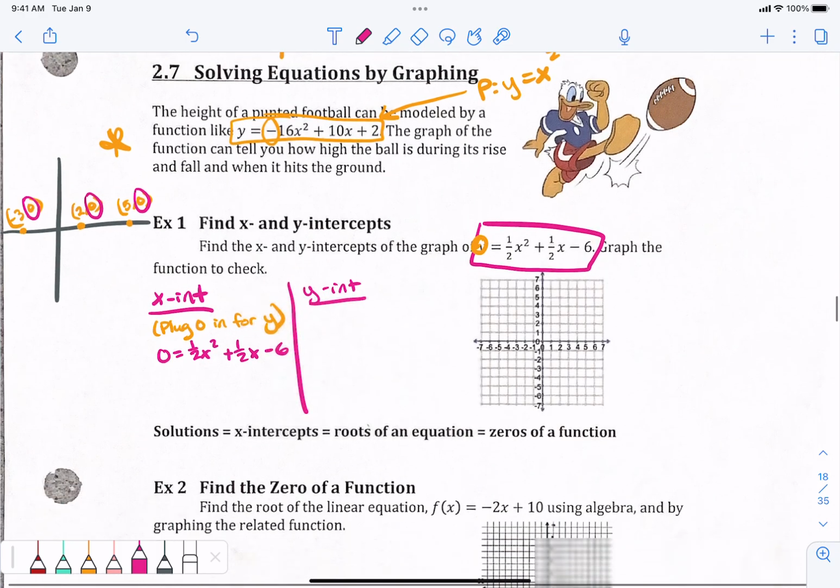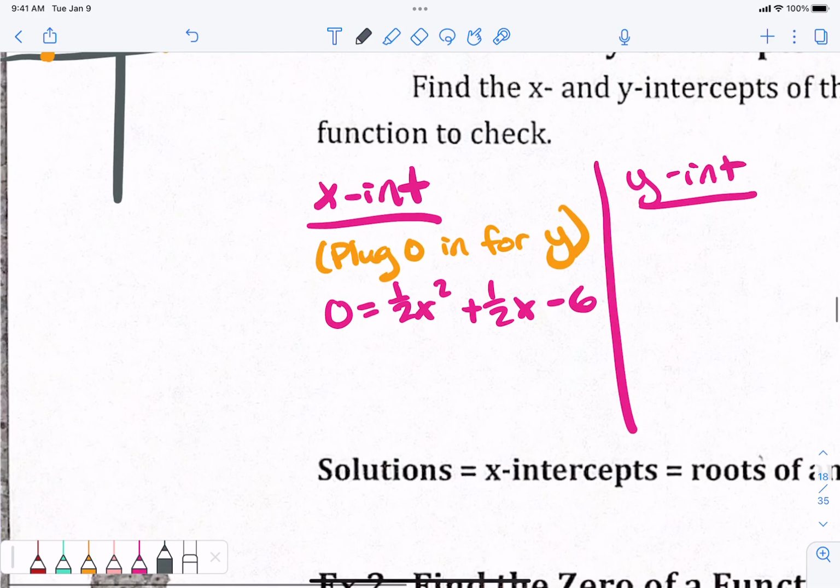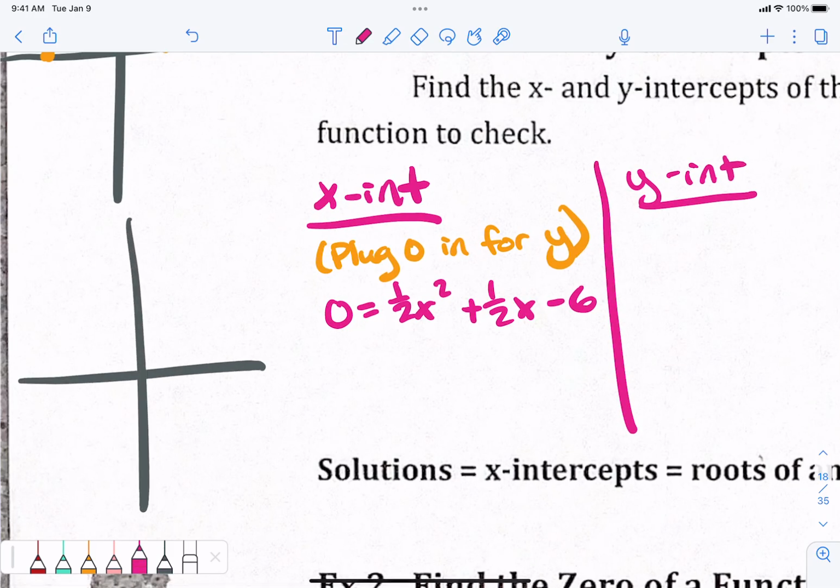Okay, let's talk about y-intercepts. Here is an example of a y-intercept. Let's say that's (0, 2). And here is (0, 7). And here is (0, -4). And what do all those y-intercepts have in common?